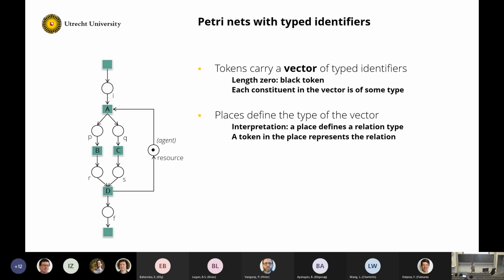And if you start doing this, then suddenly we have multiple types of identifiers. We have the agent resource and we have our case resources. So that means the resource place is actually of type agent, and the token in there is of type A1. It's identifier A1. You can just start naming it. And all the other places we have, so I, P, Q, R, and S, and F, they are for the case. So I can annotate them with the case. So I and F are just the case, because that's to identify the type being created.